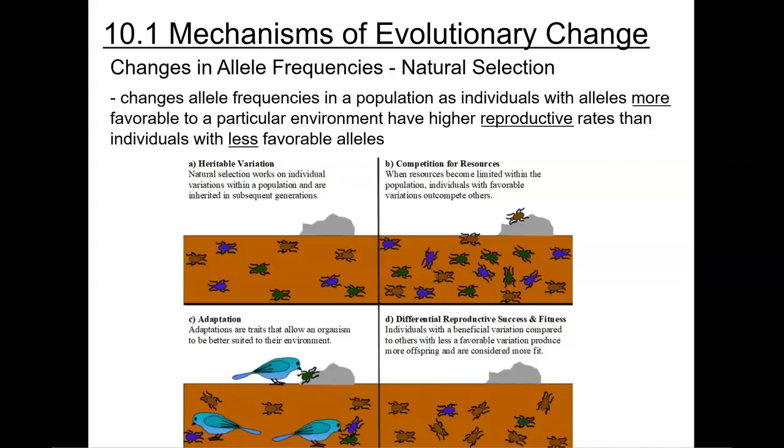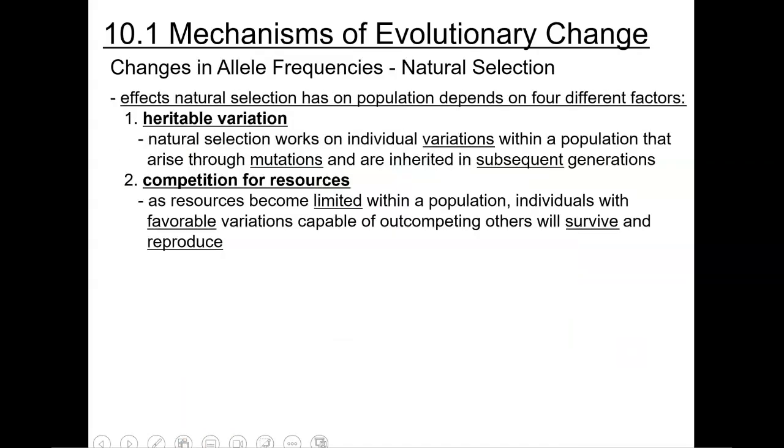And differential reproductive success and fitness, you can see, is where individuals with a beneficial variation compared with others with less favorable variations are able to produce more offspring. And if you produce more offspring, you are considered to be more fit.